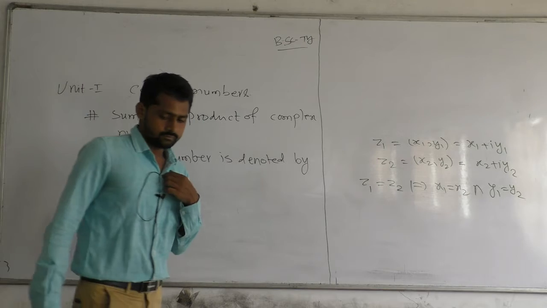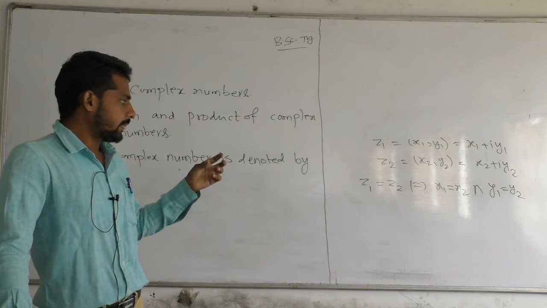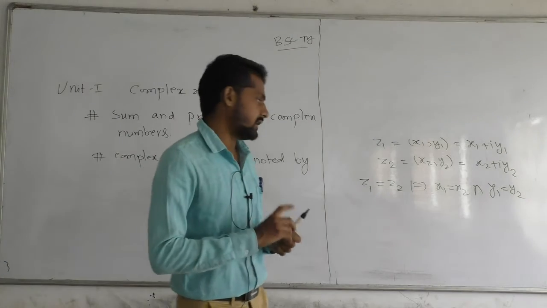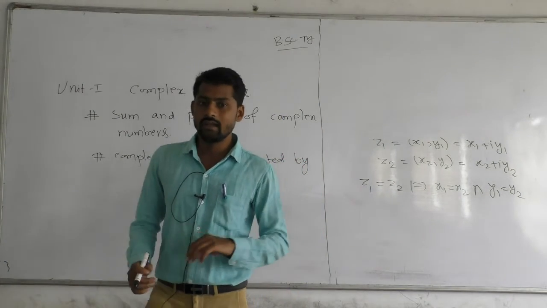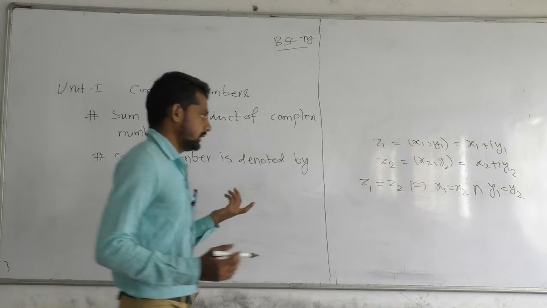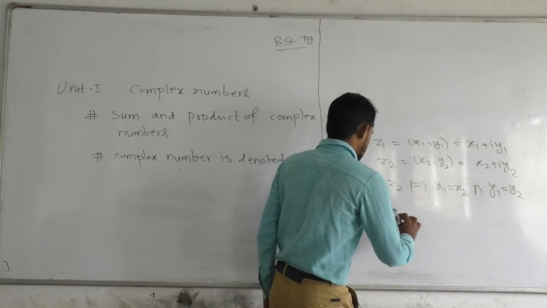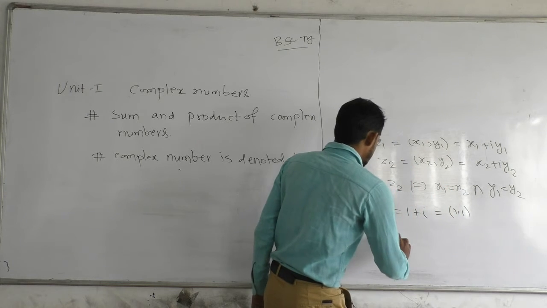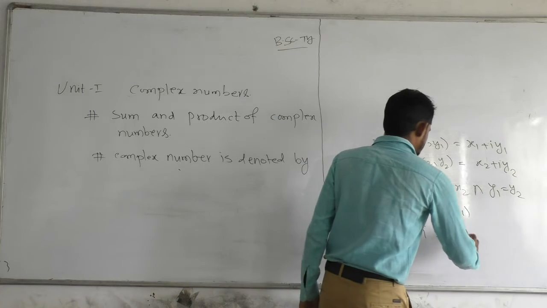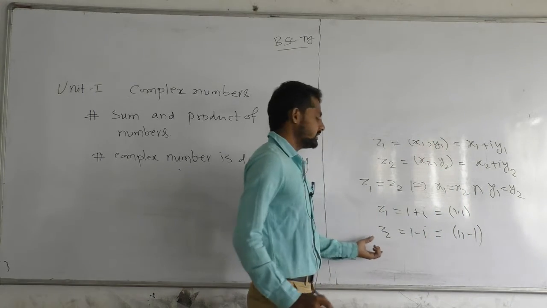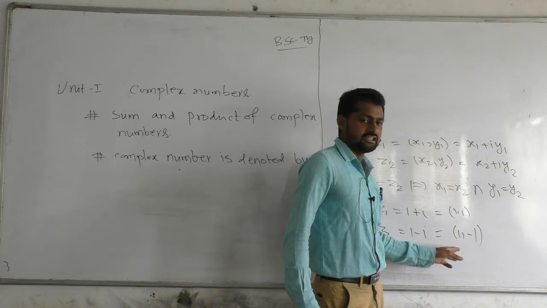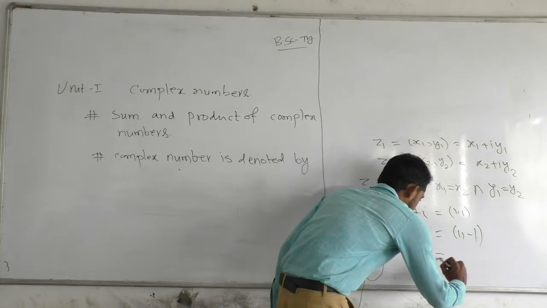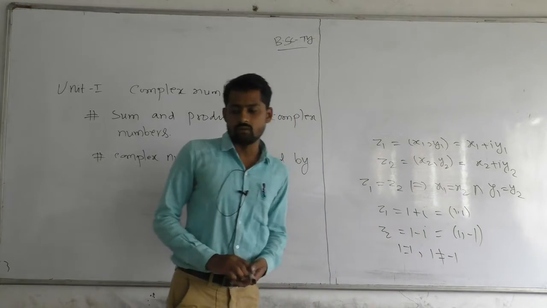This implies that two complex numbers are equal if and only if their real parts are equal and their imaginary parts are equal. So if we consider z1 is equal to 1 plus i, this can be written as (1, 1), and z2 is 1 minus i, it can be written as (1, minus 1). So z1 and z2 are not equal because their real parts are equal but their imaginary parts are not equal. 1 is equal to 1 but 1 is not equal to minus 1. Therefore these two complex numbers are not equal.